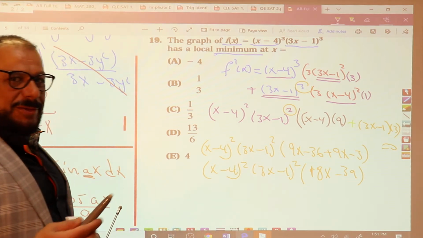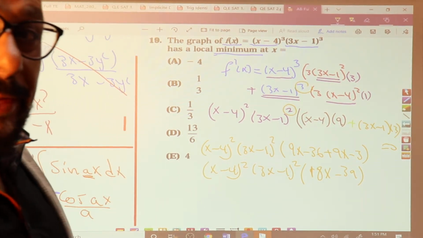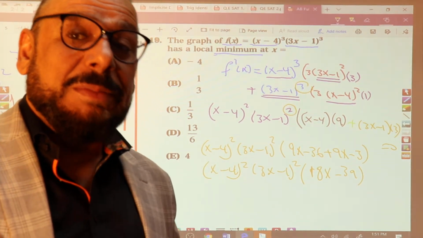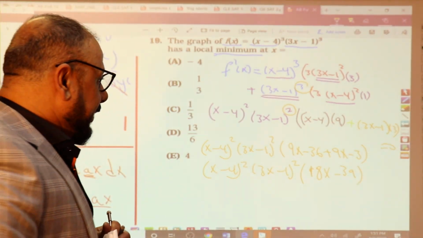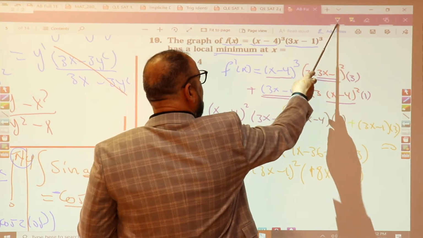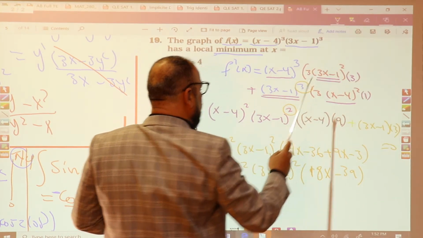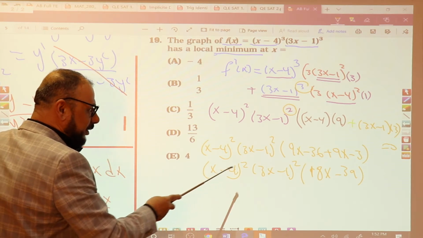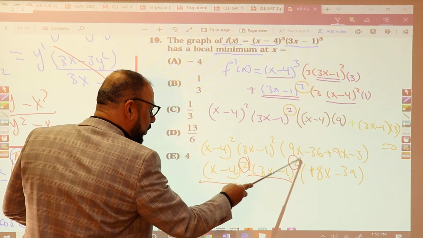Look how smart this question is. I need you to see: minimum or maximum is related to the positive and negative of the derivative. Look how smart this equation is, and all of you are smart. This is always positive because it's a square, and this is always positive because it's a square.